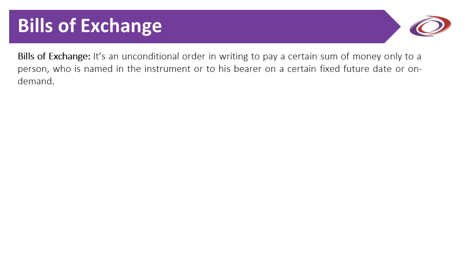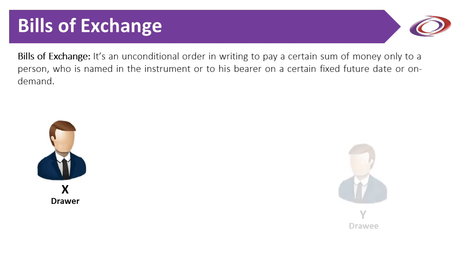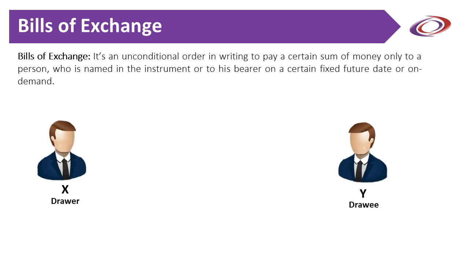Here, in this situation, we need to understand the role of three important people. First, the person who draws or makes the bill. He is known as the drawer. Then the person to whom the bill is drawn, who is known as the drawee. And the person who will eventually receive the money, and he is known as the payee. So, three different people: drawer, drawee, and payee.